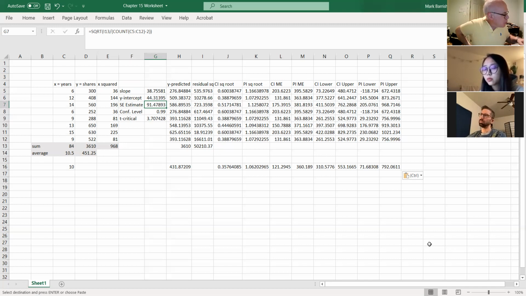Here's a t-statistic. The next one is a t-test for the slope.